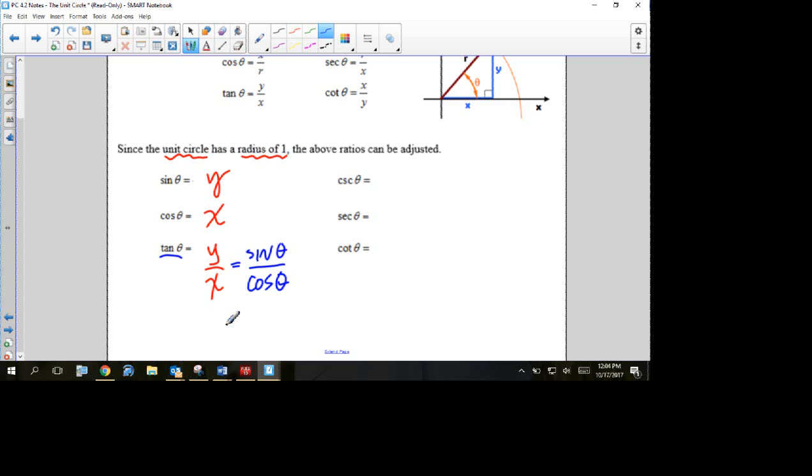For the other three, they're just the reciprocals of the first three. So we can go up to the top and replace r with 1, and for cosecant you get 1 over y. Or, just look right here, and what's the reciprocal of y? 1 over y. Secant is 1 over x. Cotangent, we reciprocate tangent, x over y, which is also the cosine of theta over the sine of theta.